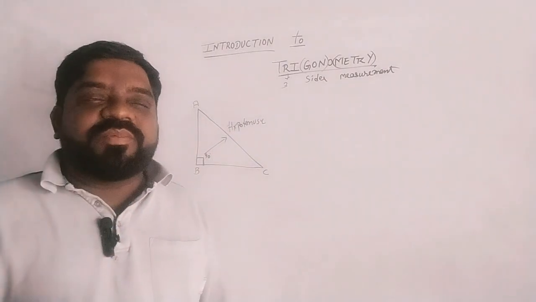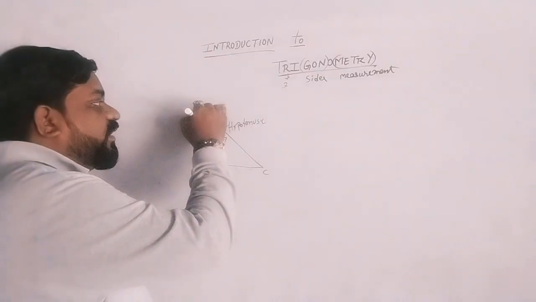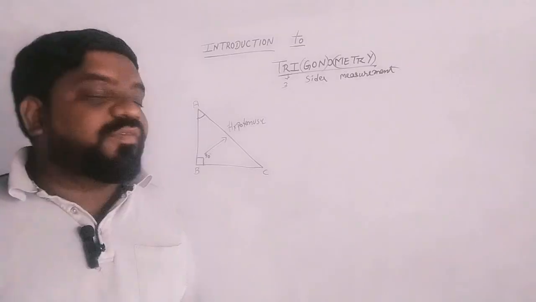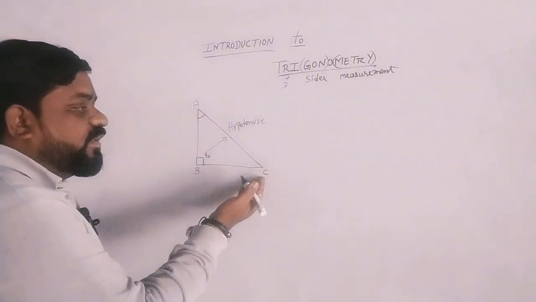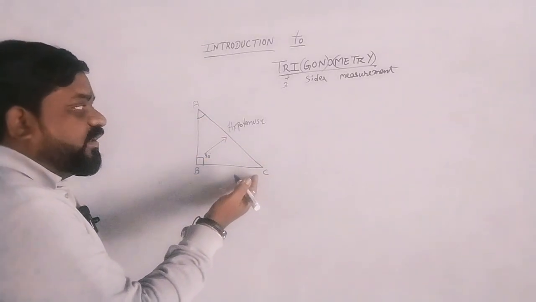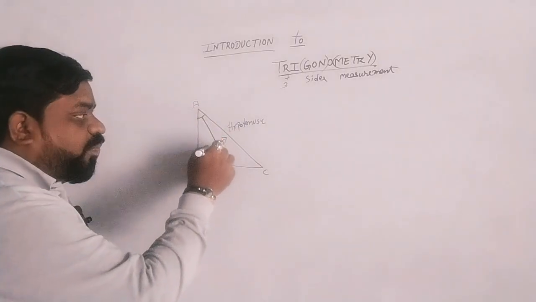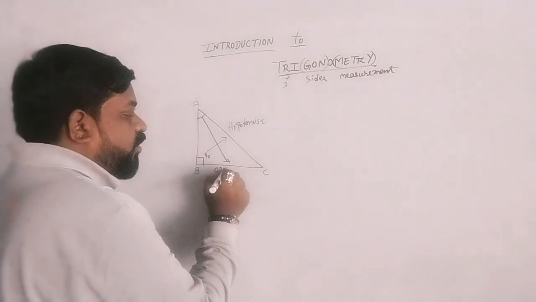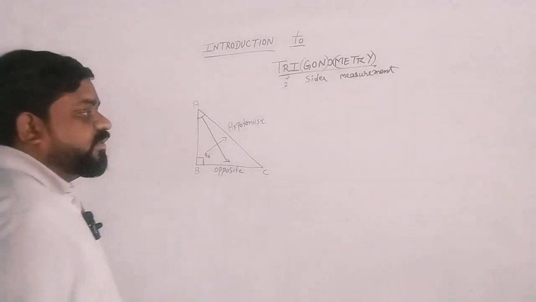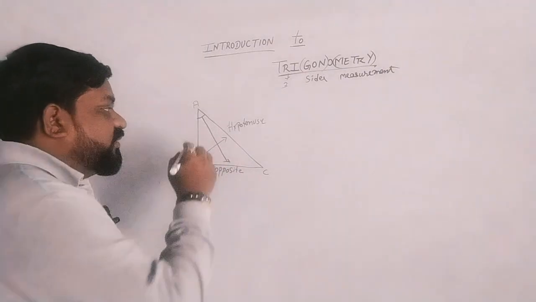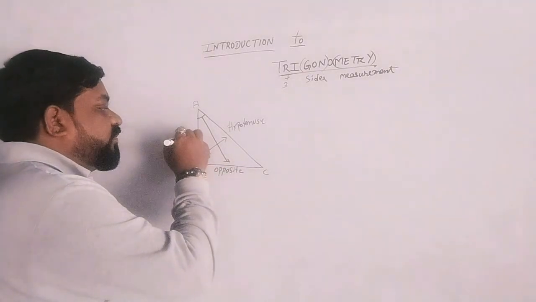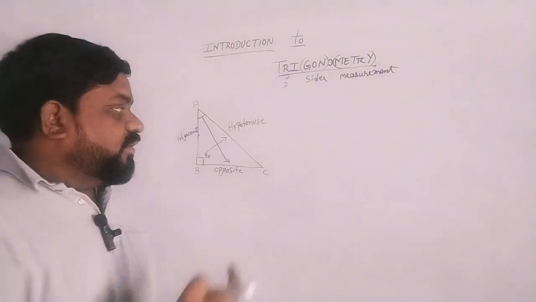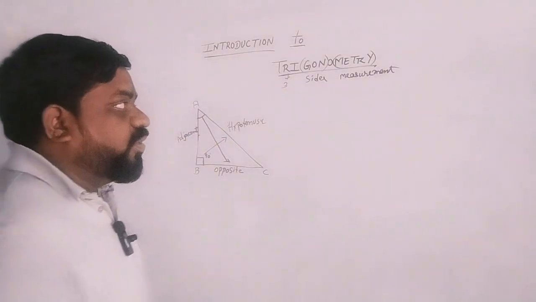And in this chapter there will be a reference angle. We consider any one of the angles as a reference angle. We can consider angle A or angle C. Any angle you consider as a reference angle, the side opposite to the reference angle is called the opposite side, and the remaining side we call the adjacent side. So knowing this concept is very important.